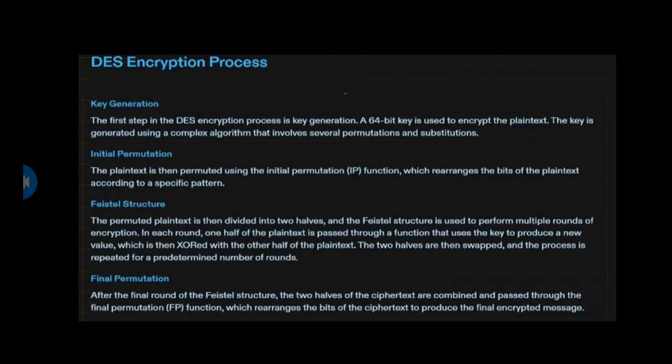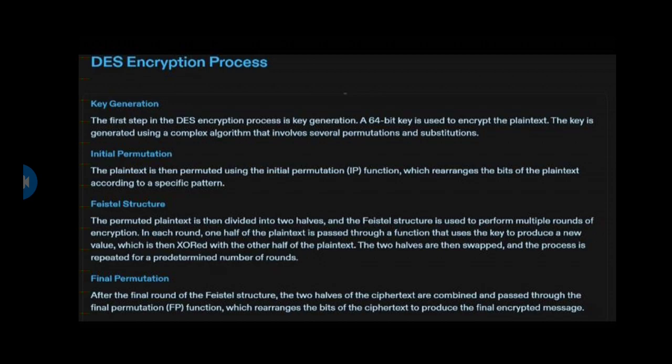Coming to the DES encryption process, the first process is key generation. The first step in the DES encryption process is key generation, where a 64-bit key is used to encrypt the plain text. The key is generated using a complex algorithm that involves several permutations and substitutions. And the next process is initial permutation.